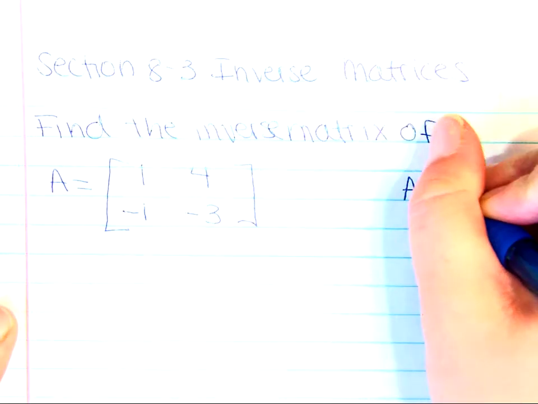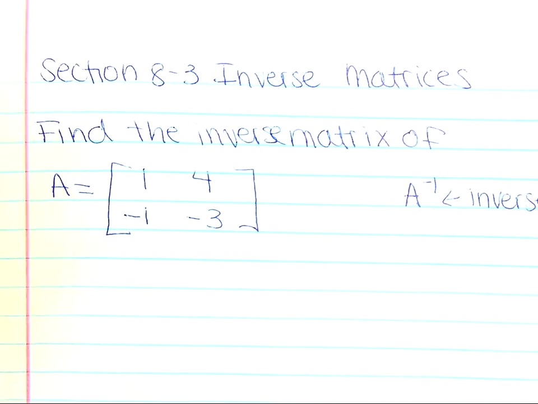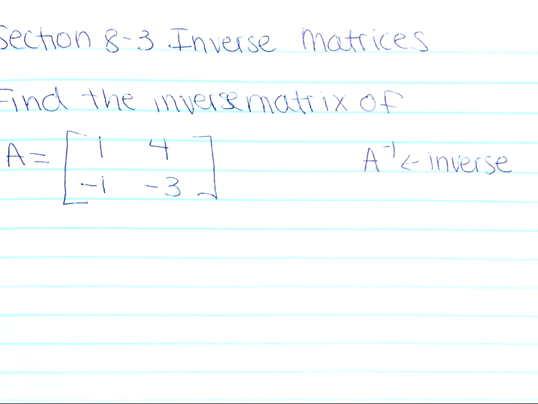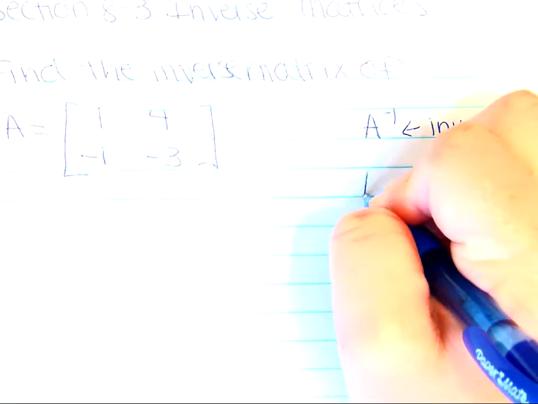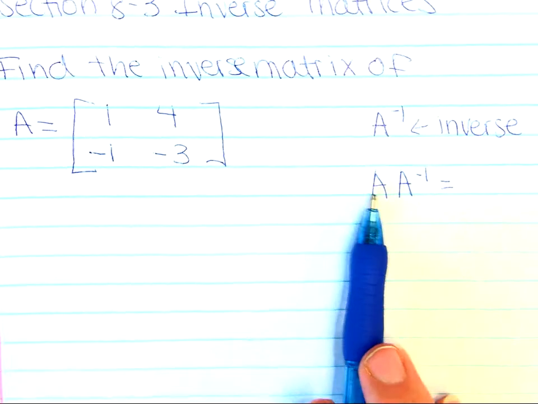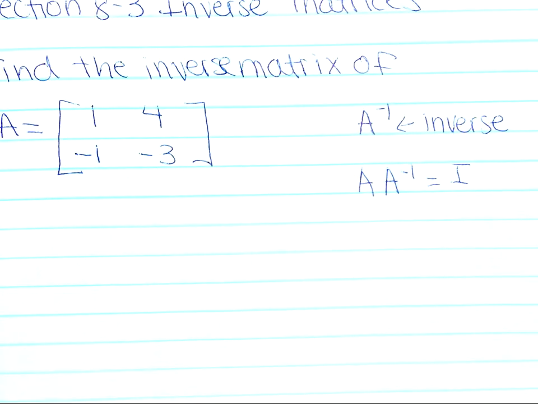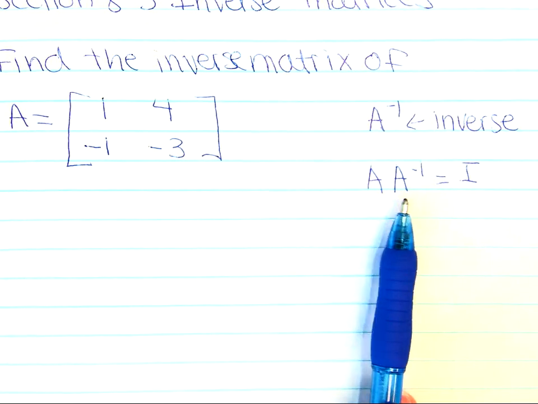A to the negative 1 is the symbolic notation for the inverse of the matrix A. Okay? Now, how do I find the inverse? Well, we know that if I take A times A to the negative 1, or A times the inverse matrix, I end up with the identity matrix, which you guys have been using. It's just the matrix that has all ones in the diagonal and zeros everywhere else. So I need to figure out what this is.